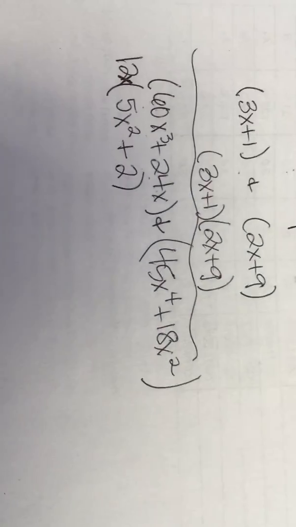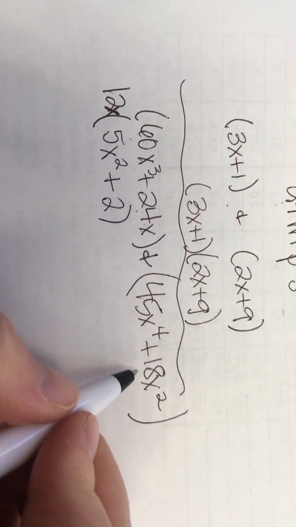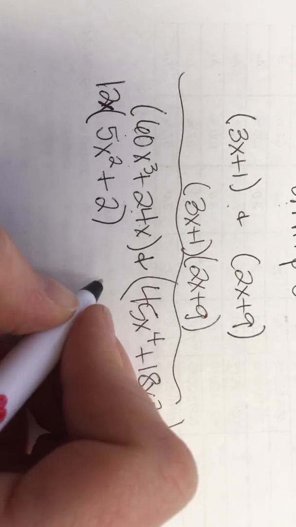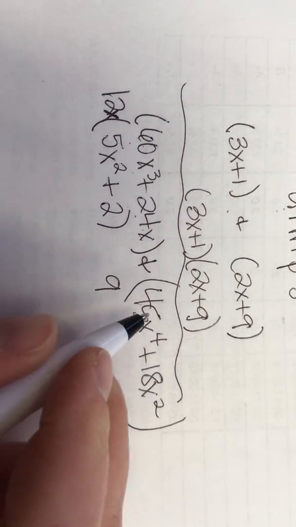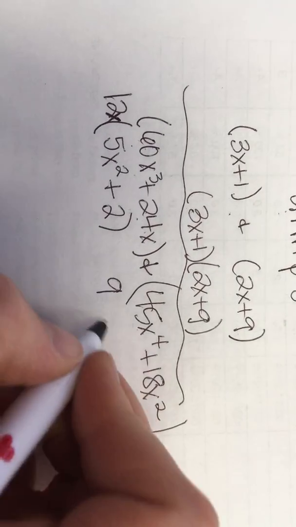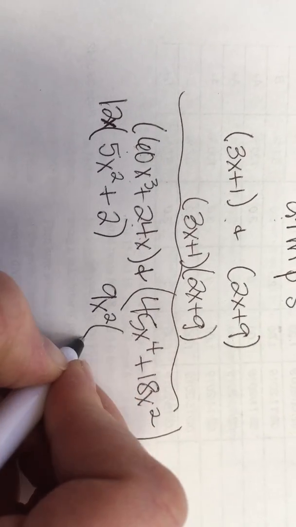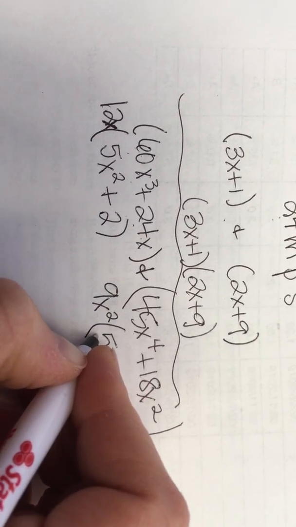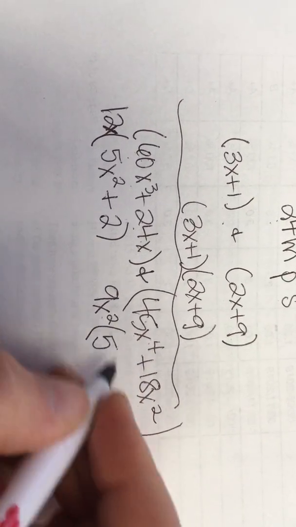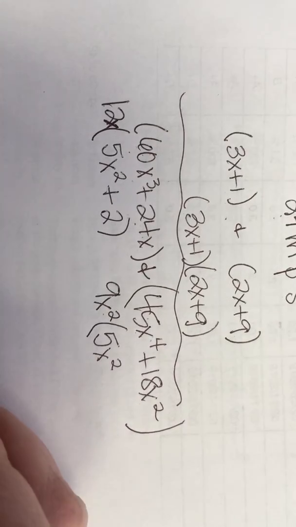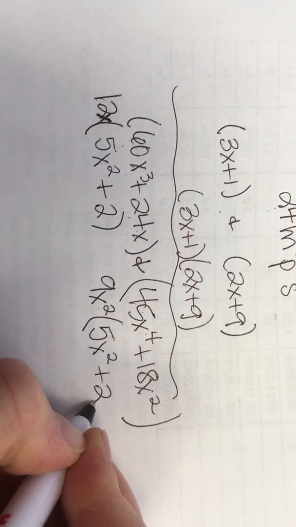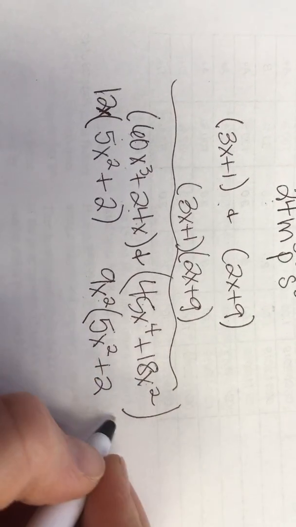Okay, now I'm going to do that over here as well. 45 and 18. 9 would be my number I could take out. And I could take 2 x's out. 45 divided by 9 is 5. 4 x's, taking 2 out, gives me x squared. 18 divided by 9 is 2. X squared cancels.